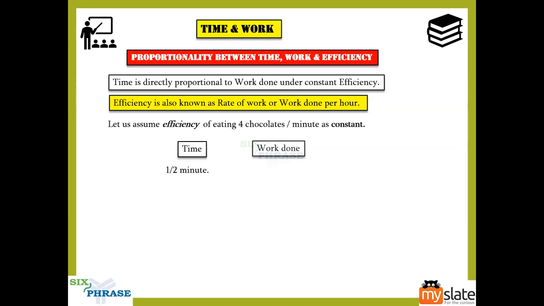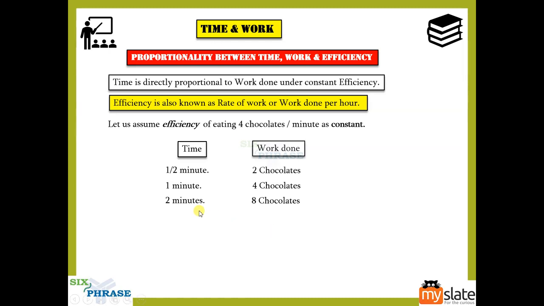So for half a minute, how much work will be done, guys? You know, work done is time into efficiency, R into T. So half into 4 is 2 chocolates, correct? So you have 2 chocolates. For 1 minute it will be 4 chocolates, because the efficiency says 4 chocolates a minute. For 2 minutes it is going to be 4 into 2, 8. So you're going to have 8 chocolates.